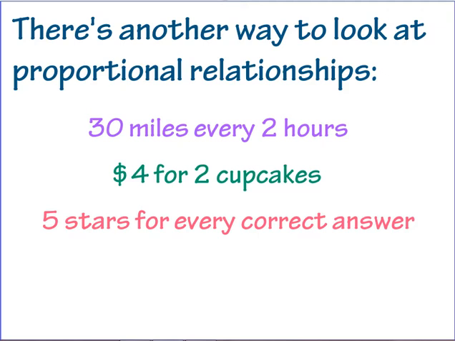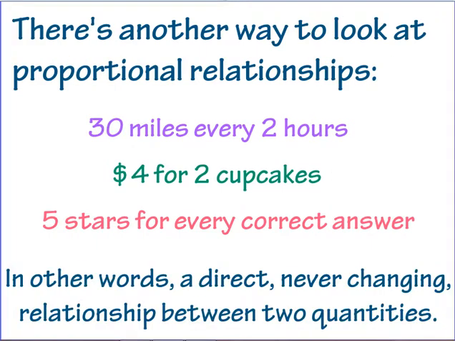For instance, I'm going to give you some examples. 30 miles every 2 hours. This is when we're driving in our car, right? Or $4 for every 2 cupcakes, or even 5 stars for every correct answer. These are all examples of proportional relationships. They are all direct, never-changing relationships between two quantities.